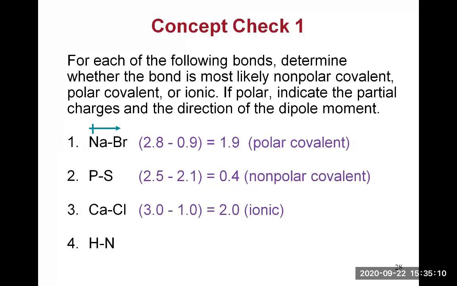HN, nitrogen and hydrogen. Nitrogen is 3.0, hydrogen is 2.1, that's a difference of 0.9. And that's in the middle of the polar covalent range. So HN is a polar covalent bond. So we need to draw the dipole moment. The dipole moment is an arrow that will point towards the more electronegative element. So here, nitrogen. So the arrow will be like this, pointing towards nitrogen, because nitrogen pulls the electrons towards itself more strongly than hydrogen.